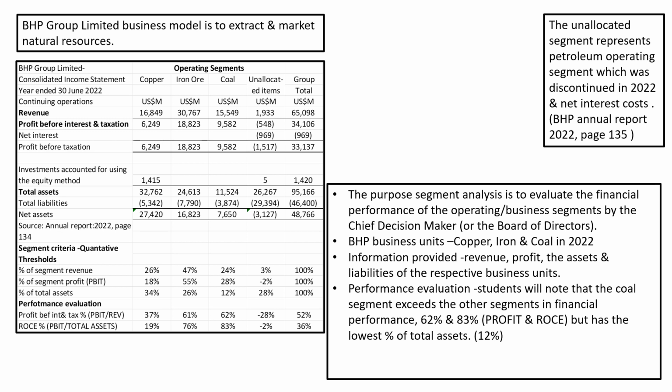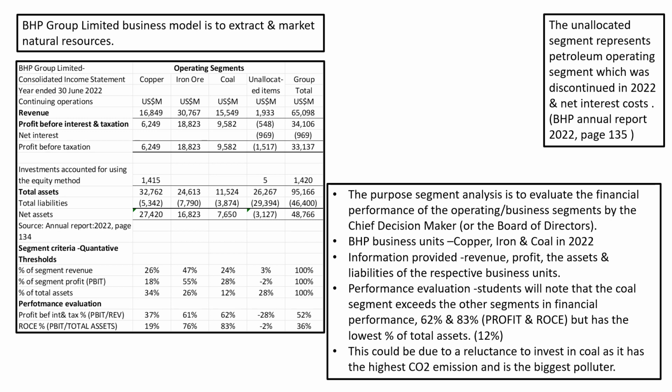Now, students will note that the coal segment exceeds the other segments in financial performance, 62% and 83% with respect to profit before interest as a percentage of revenue and the return on capital employed. But interestingly, it also has the lowest percentage of total assets, which is 12%. Now, this could be due to a reluctance to invest in coal, as it has the highest CO2 emissions and is the biggest polluter.